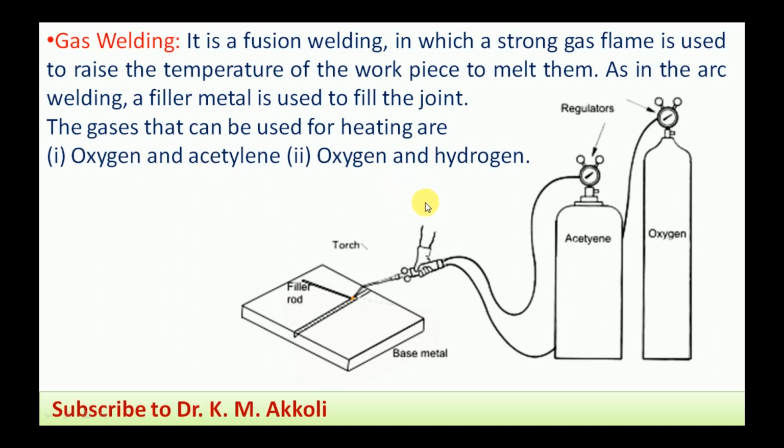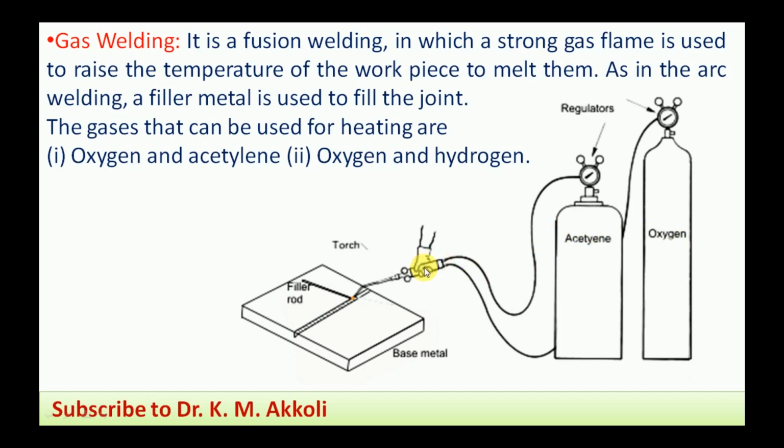In this gas welding, we use two gas cylinders: one is the oxygen cylinder, and the other is the acetylene cylinder. Regulators are connected to them. The regulators maintain the pressure and allow the proper amount of gas to flow to the torch, and this is the welding torch. Both the acetylene and oxygen gas flow to the mixing chamber in the torch, where they get mixed in a proper proportion.